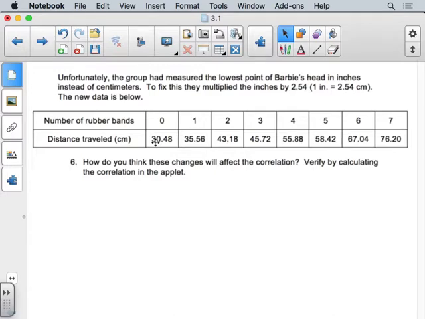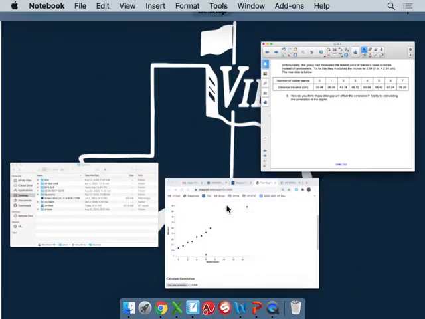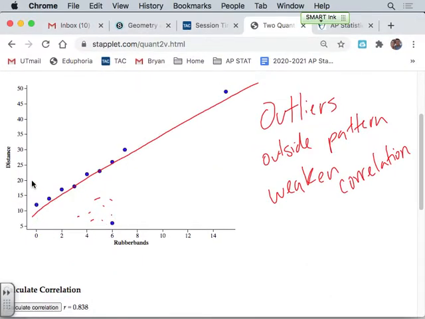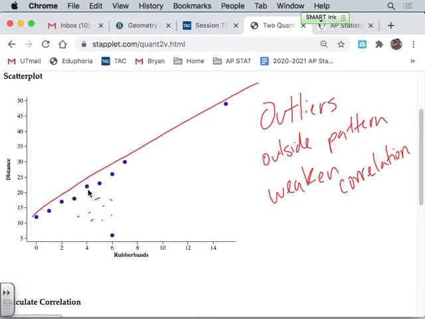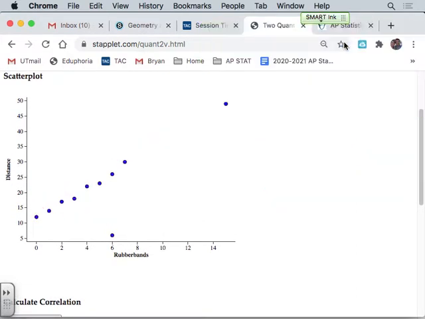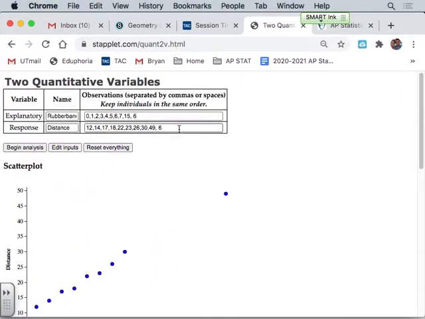Okay. How do you think these changes will affect correlation? It doesn't. Why? It's all changing, not just one value. It's just a shift from inches to centimeters. Okay, yeah, I like that. So when I come over here, hopefully the thing that's going to change is the distance, obviously, but they should all be getting bigger at the same rate. So I guess I can plug those in.